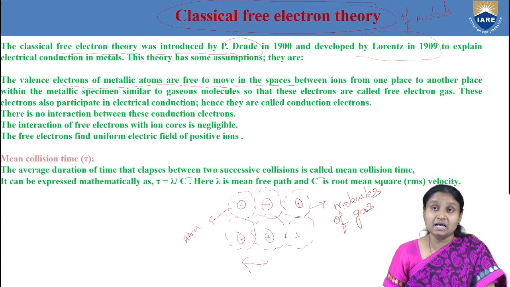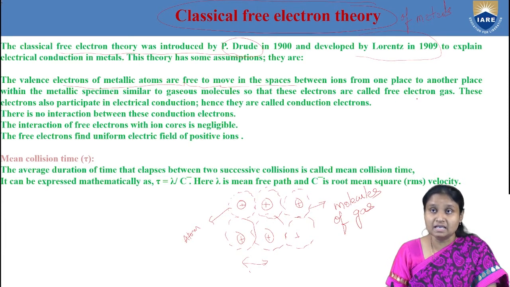So they are treated as electron gas, free electron gas. Electrons associated with metals are considered as free electron gas. And of course, these electrons give high electrical conductivity to metals. So these electrons are also called conduction electrons.